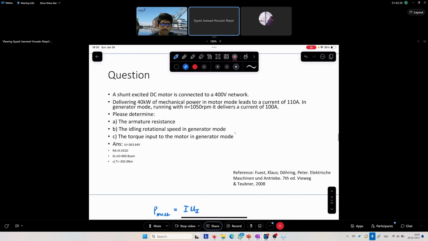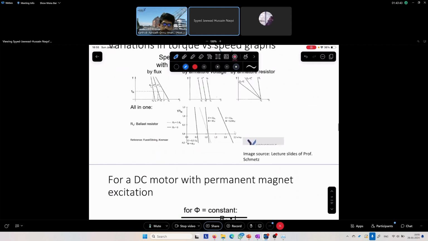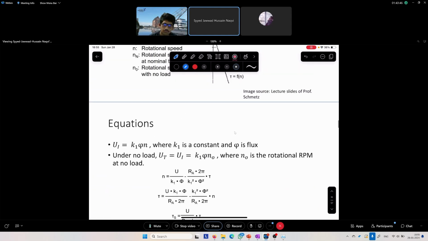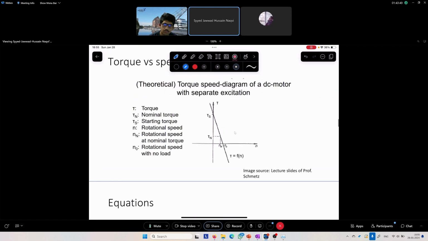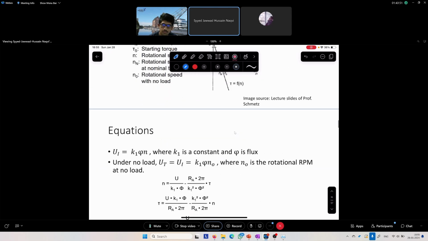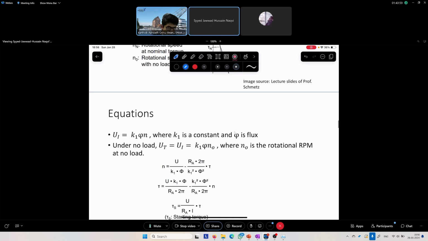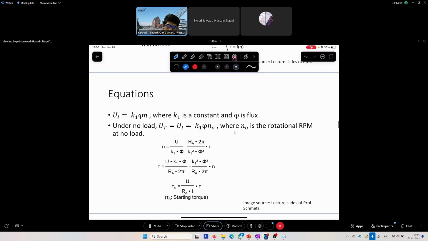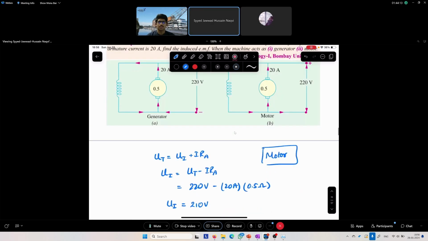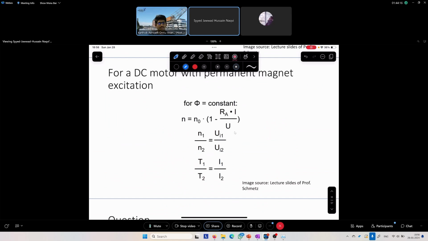So the question is the idling rotational speed in generator mode. But we don't have the magnetic flux in K1. Doesn't matter. Just use proportionality. Keep the whole K1 phi as a proportionality constant and you can solve. That's why they have given the RPM in the generator case. As I said earlier, we don't split this K1 and phi within the context of this course.